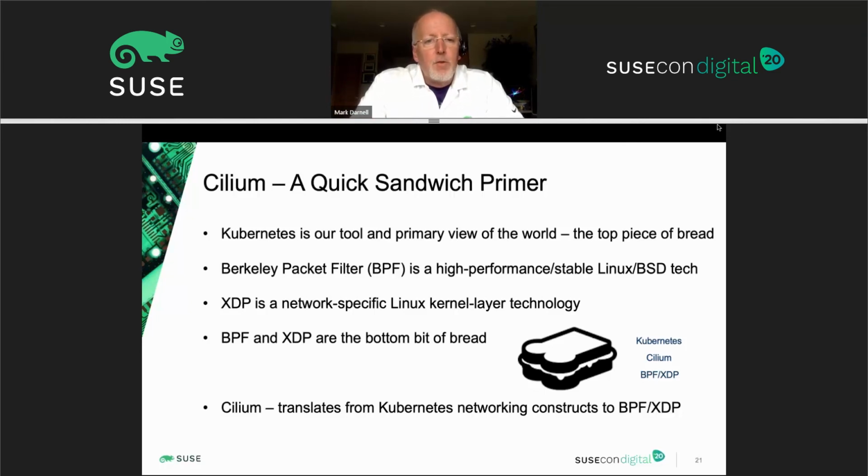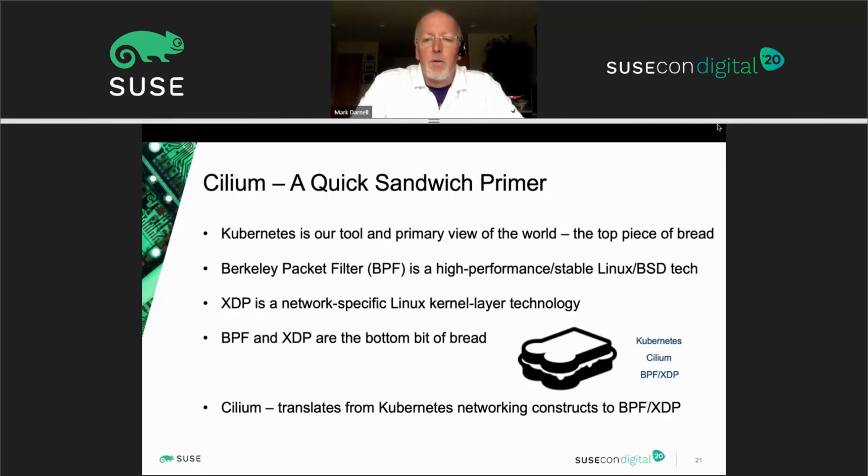Now on the bottom side, you've got kernel capabilities, much like namespaces and cgroups, but in the equivalent network functionality. So in that networking functionality, the two pieces that are critical to us there are Berkeley Packet Filter, more commonly called BPF, and then XDP.